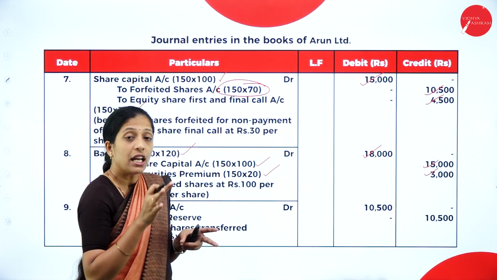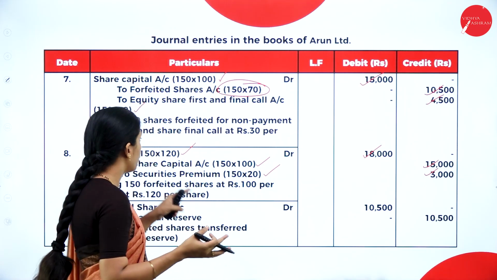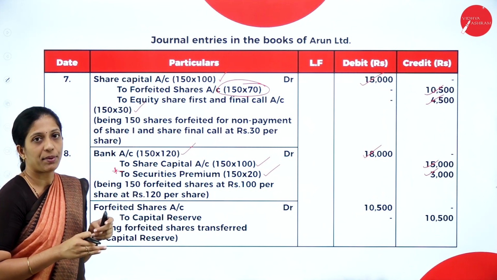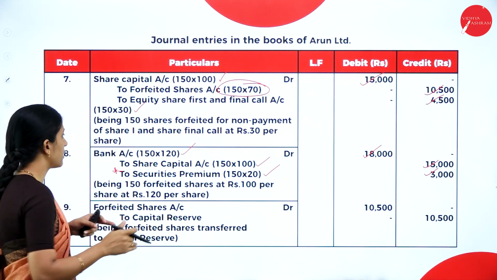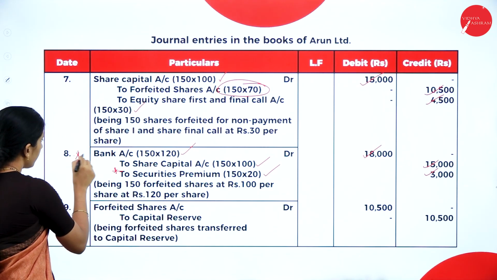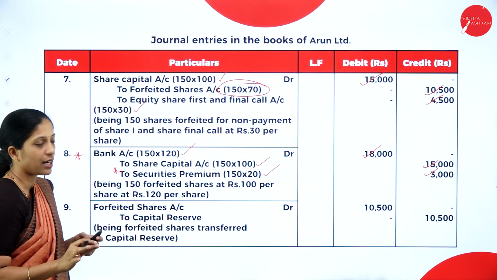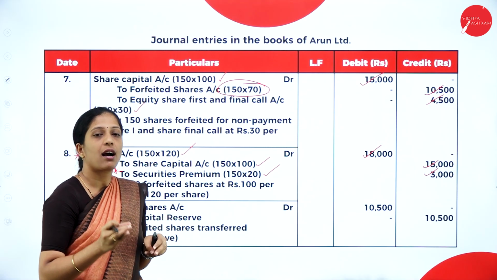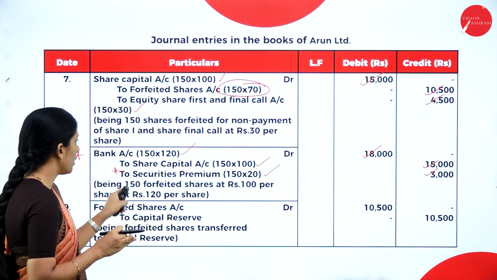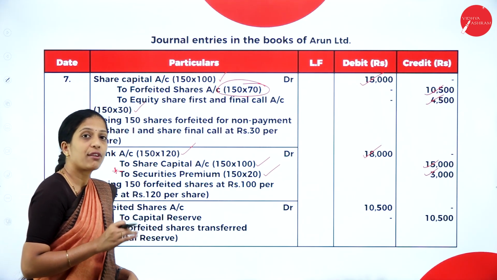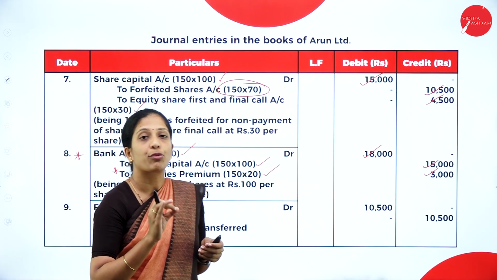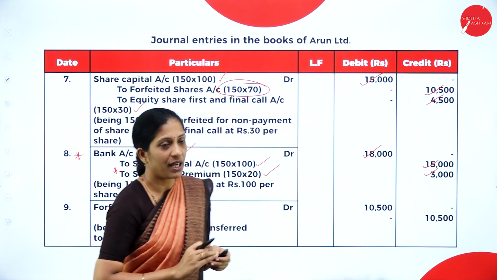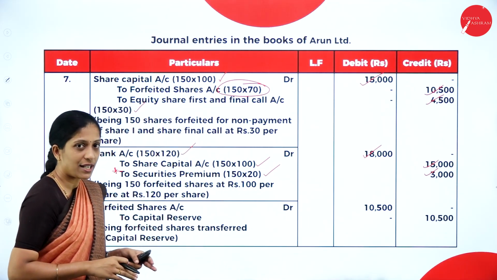Hope you are clear. If it is reissued at discount, your entry would be bank account debit, forfeited shares account debit to share capital. But here in this problem, it is reissued at premium, so a quite different situation here. So your entry will be bank account debit to share capital account, to securities premium account. Narration being 150 forfeited shares reissued at rupees 120 each, or it is reissued at a premium. Okay, so hope you are clear about this entry.